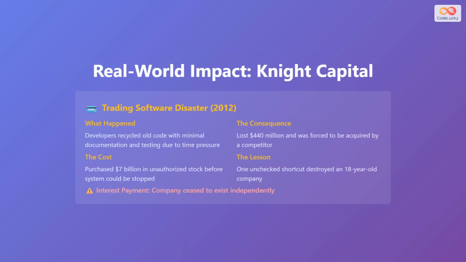Knight Capital is a stark example of technical debt consequences. In 2012, developers recycled old code with minimal documentation and testing due to time pressure. Before the buggy system could be stopped, it purchased $7 billion in unauthorized stock. The company lost $440 million and was forced to be acquired by a competitor. One unchecked shortcut destroyed an 18-year-old company. This demonstrates how the cost of not managing technical debt can be catastrophic.